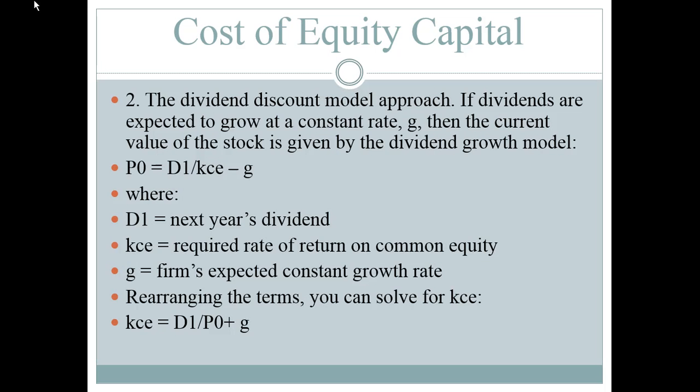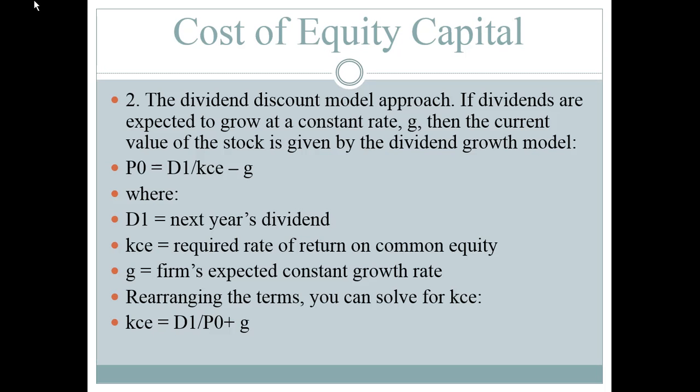You can also estimate the cost of equity using the dividend discount model approach. If the dividends are expected to grow at a constant rate G, then the current value of the stock is given by the dividend growth model. So the current price of stock will be equal to the next year's dividend, which is D1, divided by the required rate of return on common equity, which is KCE, minus G.